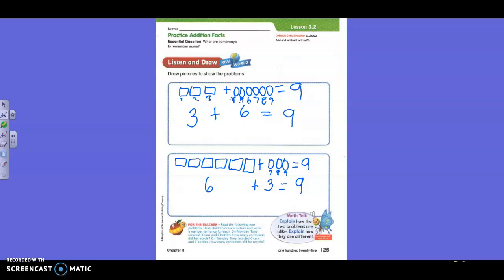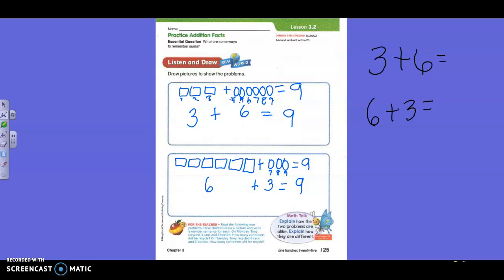Now, boys and girls, I heard someone say earlier, this is just flipped. Your add-ins, your 2 numbers that you're adding, 3 plus 6, you just switched them to 6 plus 3. You switched them, but you didn't change the numbers, did you? No, they're still the same numbers. They're still the same amount.